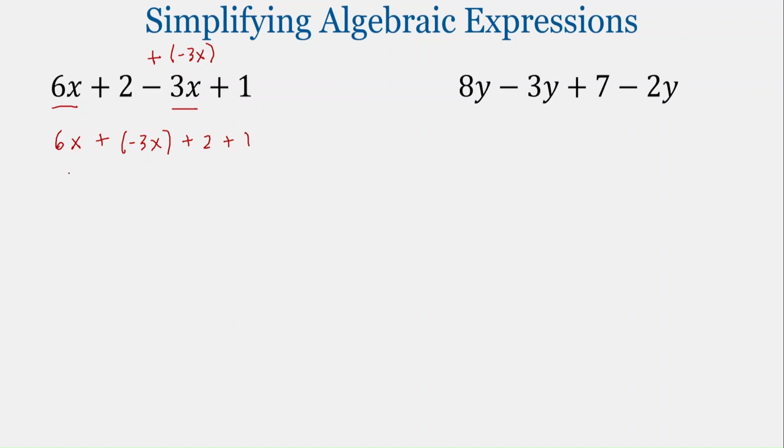We can rewrite this addition as subtraction. This is 6x minus 3x plus 2 plus 1. 6x minus 3x is 3x plus 3.